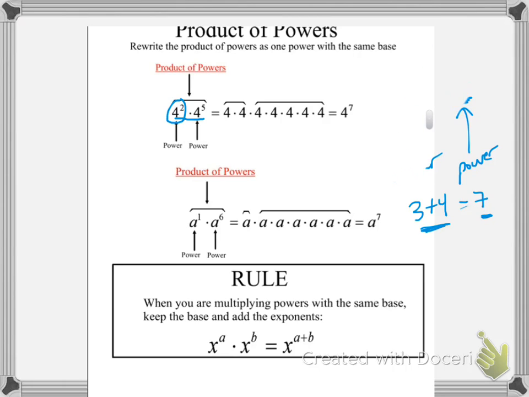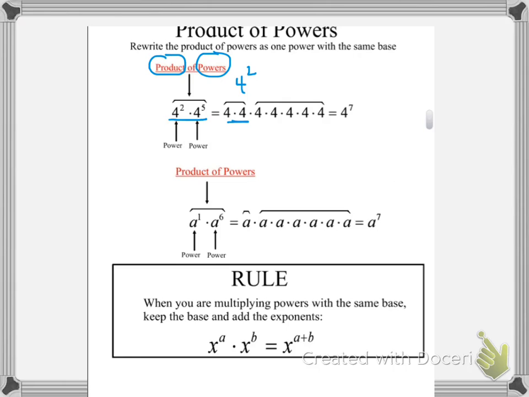So the product of powers says, let's look at this here. When we are taking 2 powers, so here I'm taking 4 squared and 4 to the 5th power, and I'm multiplying those two things. So it's the product, or the multiplication, of 2 or more powers. Well, 4 squared is just 4 times 4, and 4 to the 5th is 4 times 4 times 4 times 4 times 4. When we write it out with repeated multiplication, we can see there's 1, 2, 3, 4, 5, 6, 7 4s. So that's the same as 4 to the 7th.